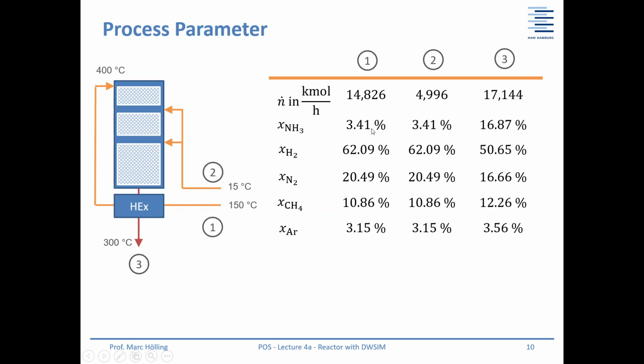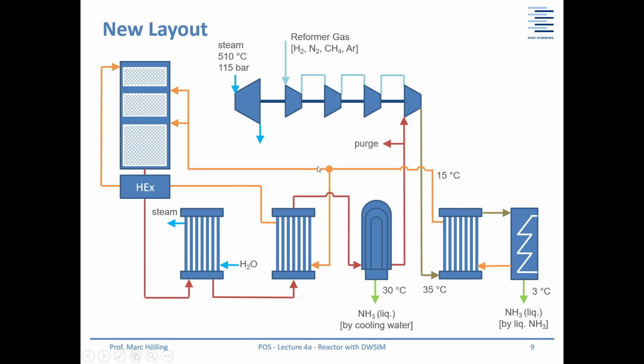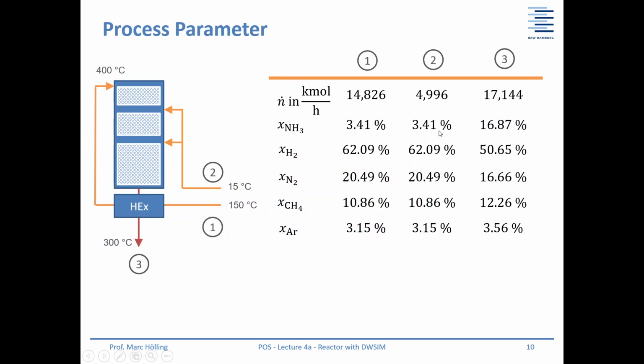And we have the composition. Flow 2 has the same composition as flow 1. It's just at a lower temperature. So the only difference between this flow and this flow is that here you have the preheating of 150 degrees and here it's 15 degrees. That's the only difference. And your flow leaving the reactor has a composition of roughly 17% of ammonia.